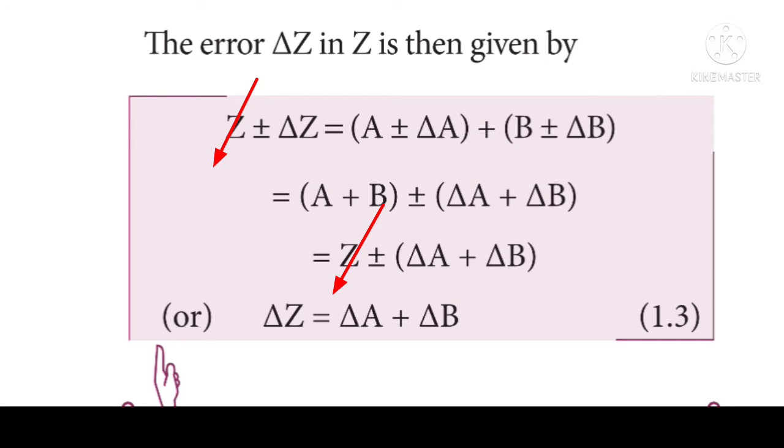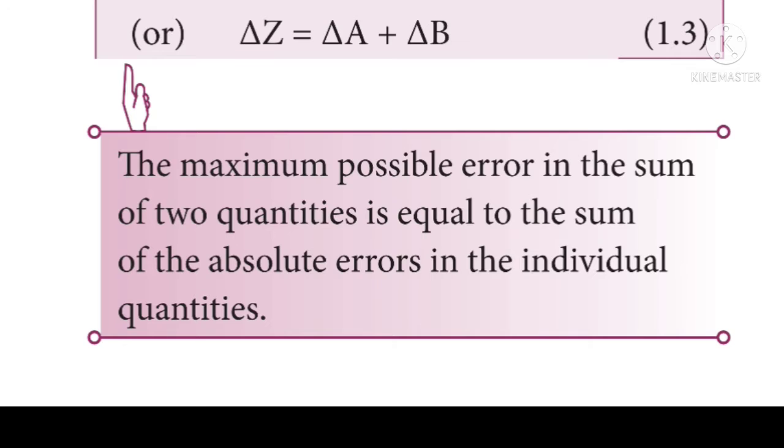So on the left hand side we have Z and on the right hand side we have Z. These left hand side Z and right hand side Z are cancelled. Hence the result will become del Z is equal to del A plus del B. This expression can be explained as: the maximum possible error in the sum of two quantities is equal to the sum of the absolute errors in the individual quantities. Once again I repeat, the maximum possible error in the sum of two quantities is equal to the sum of the absolute errors in the individual quantities.